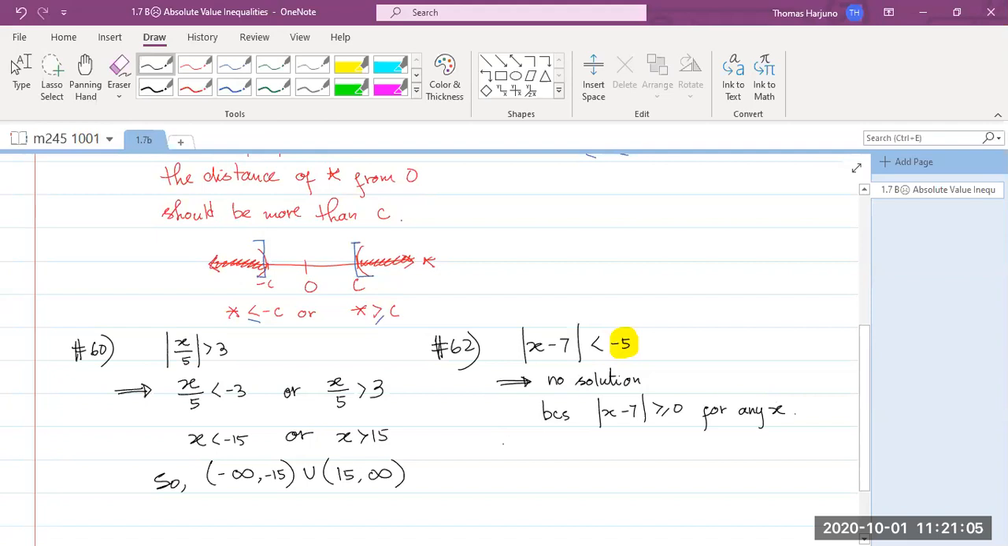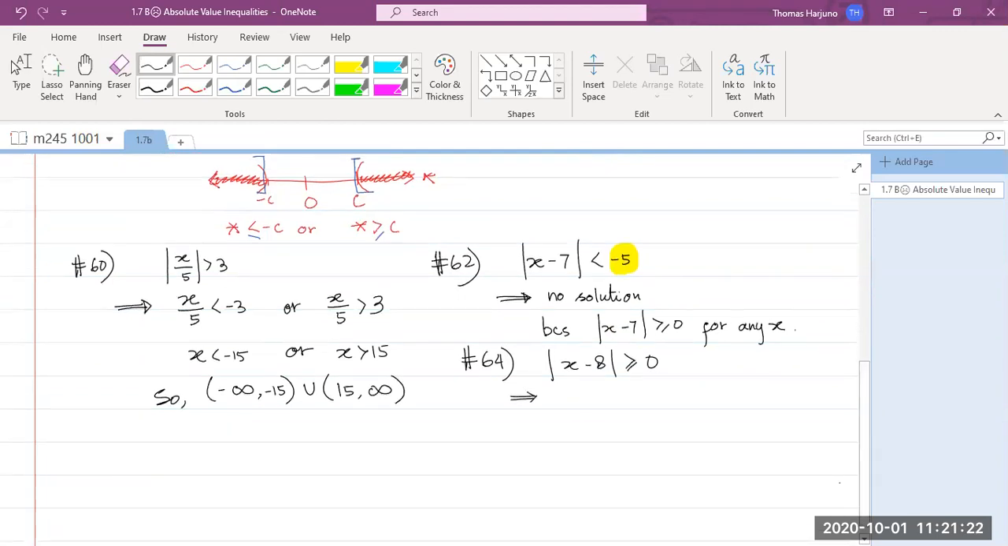Okay, number 64. Absolute value of x minus 8 greater than or equal to 0. Notice that the other side is not a positive number. That's a 0. That's not positive. So you think about that a little bit. Is it possible that this is not right? The fact is, whatever the x, the distance will always be greater than or equal to 0.